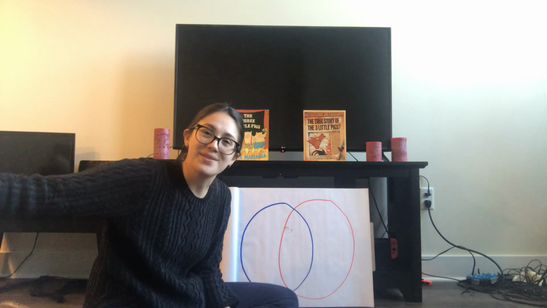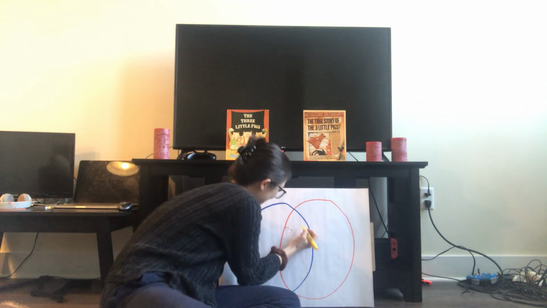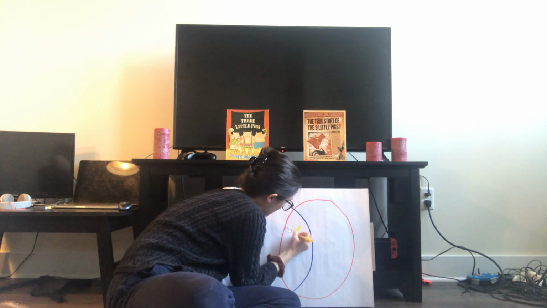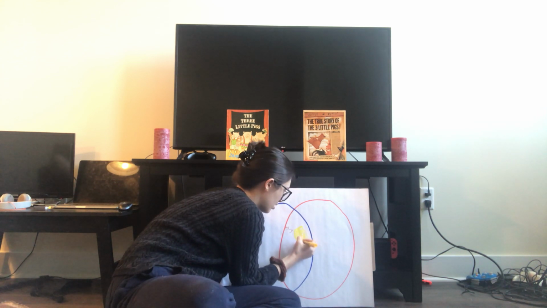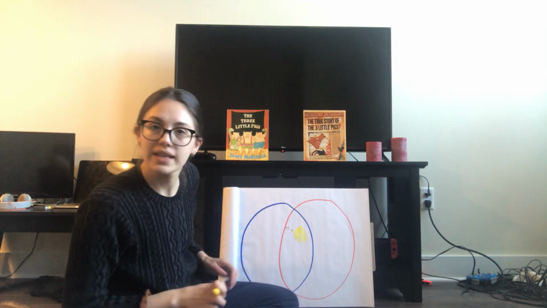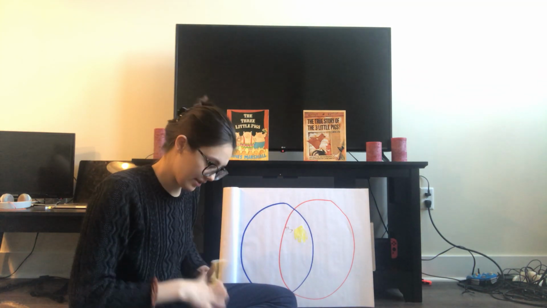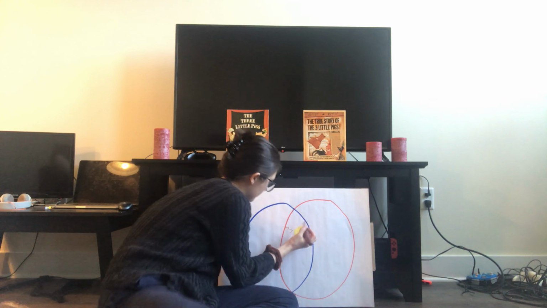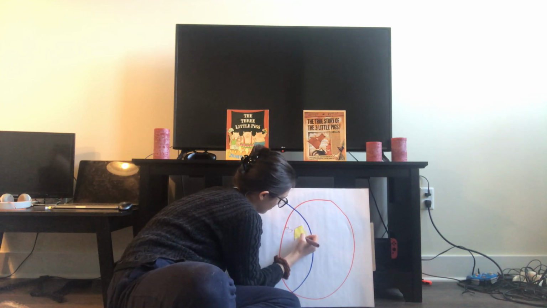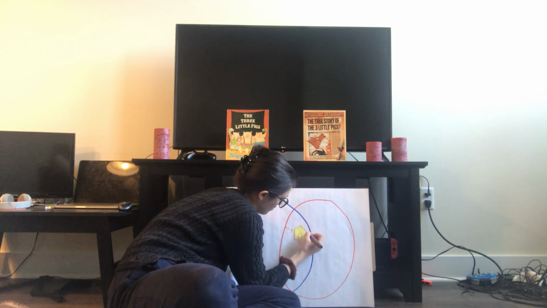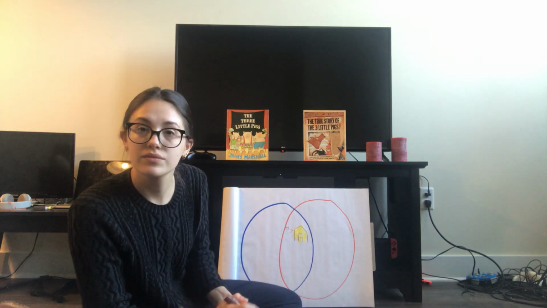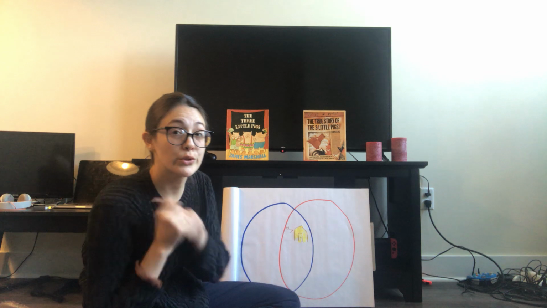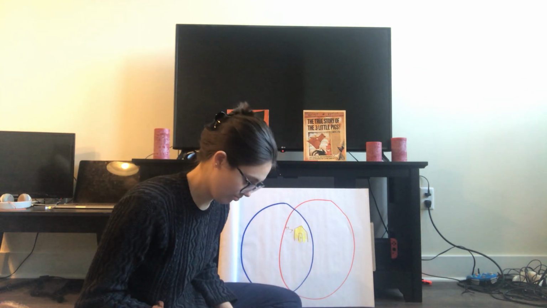My dog is making some noise over there, I'm sorry. Can you see that on the video? The yellow is difficult to see. I will give you a close-up afterwards to make sure that you know what it looks like.